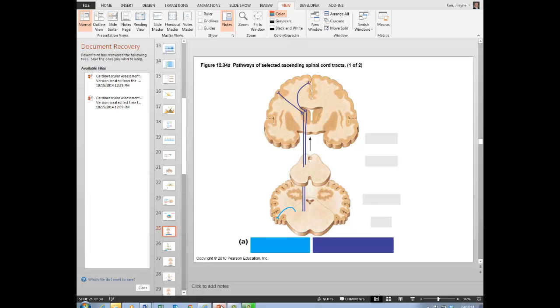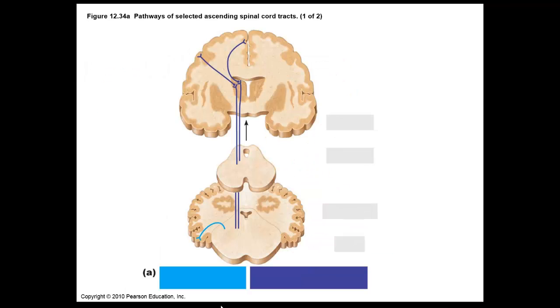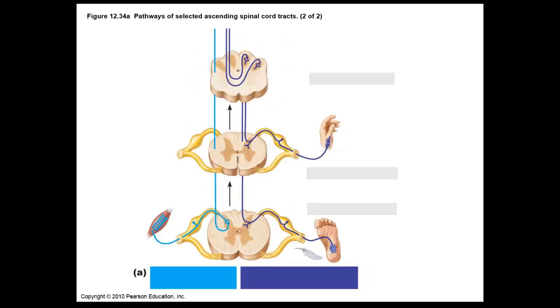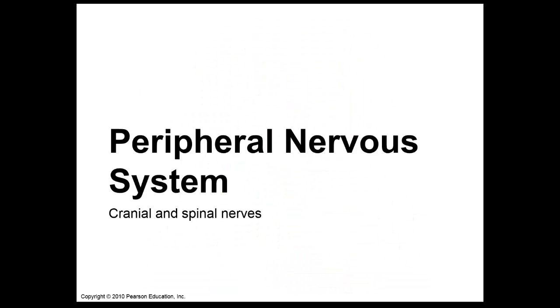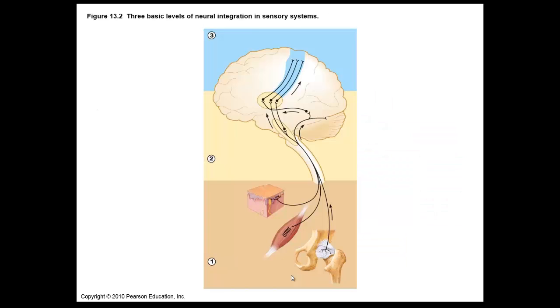So we talked about the different tracks. You can look at them here to have a visual for those tracks. And then we talked about the peripheral nervous system, the segments of the spinal cord, how we have different levels of control of sensory information. Remember that the muscle spindle and the Golgi tendon organ are the 2 proprioceptors that deal with body position.